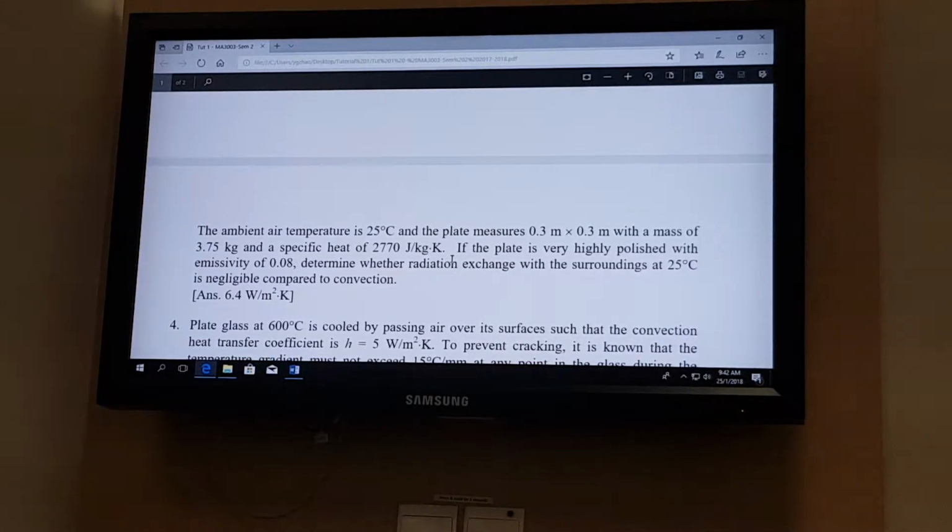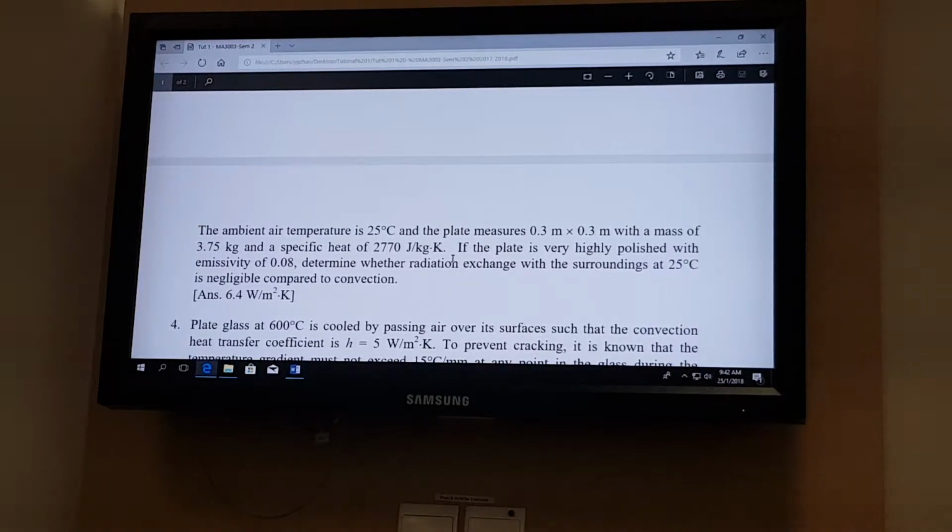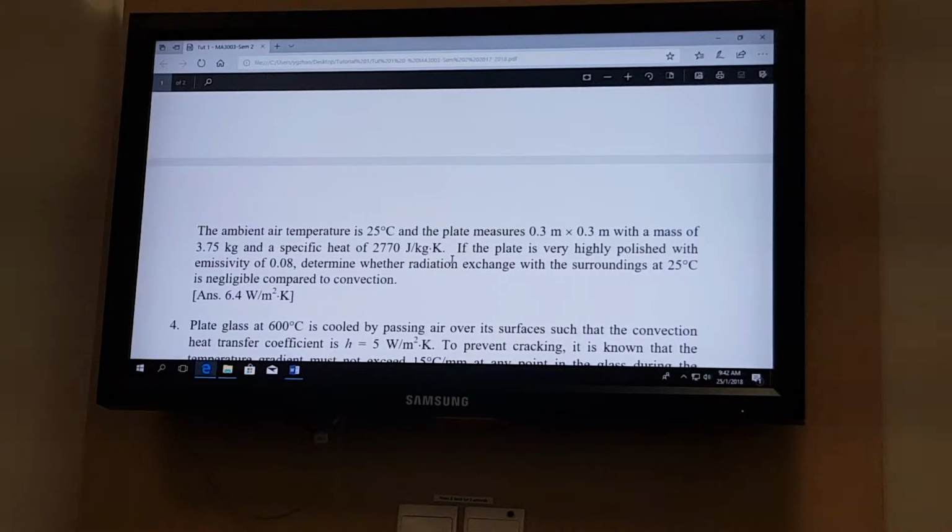Okay, so just think that this is a plate heating around the surface. This one will be 498 Kelvin, because it's 225 plus 273. Then the specific heat given will be 2770. Your mass is 3.75, and your area, if you calculate right, will be 0.3 times 0.3. I'll just do this one first.